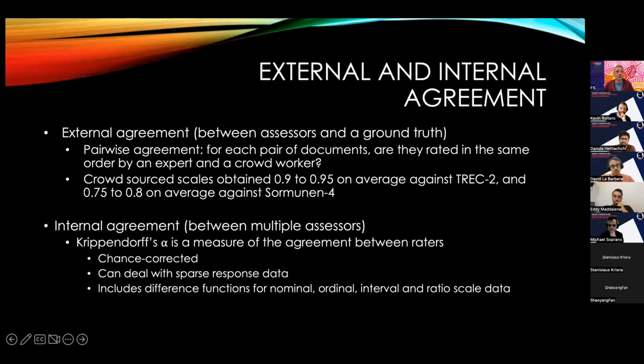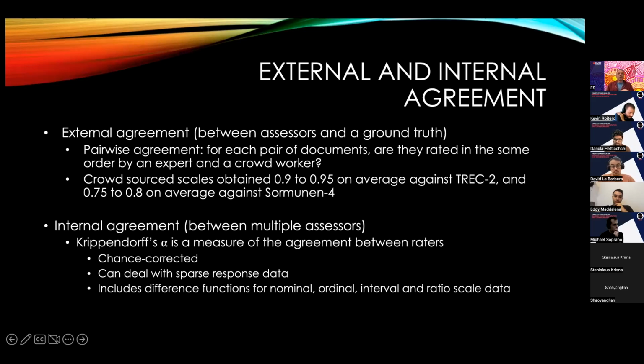We can also try to more formally assess that, and I'm starting to run short of time, so I'll try to speed up. We can also look at external and internal agreement. External agreement is the agreement between assessors and a ground truth. This is a more formal way of quantifying what we saw in those previous graphs and visually noticed seems sensible.